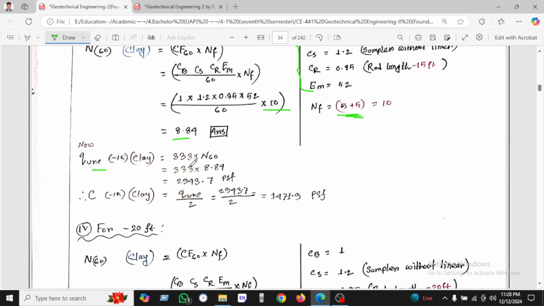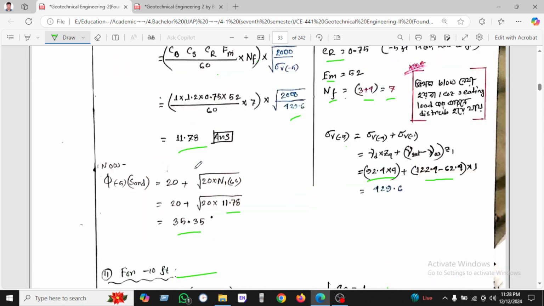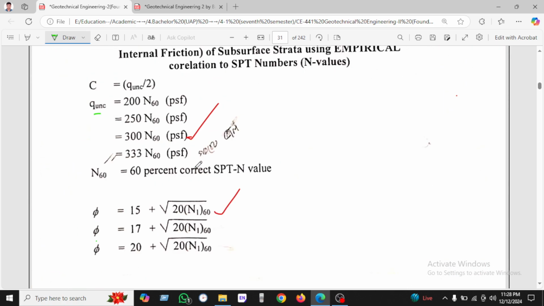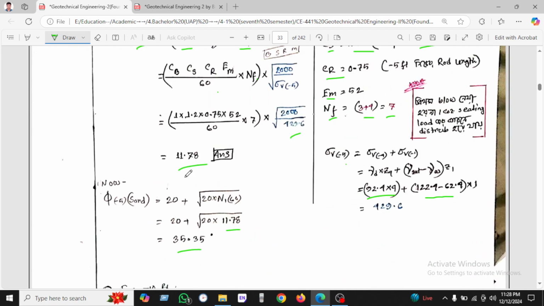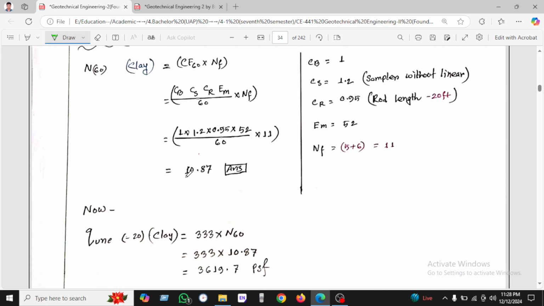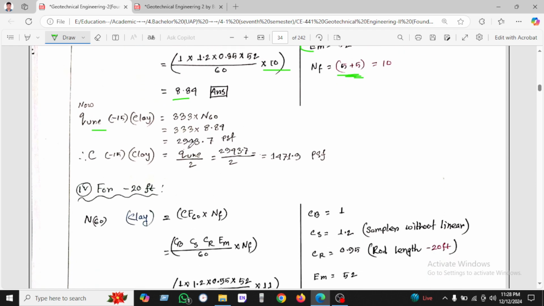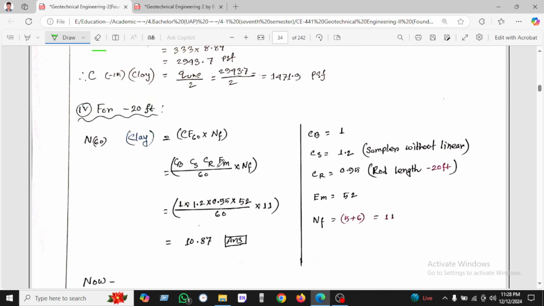Nu equal to clay, 333 into N160. This formula is given. I have already shown it here. 333 into N160. This is the correlation between NF and C, and found 2943, and C is found divided by 2, which is 1471.9 psi.